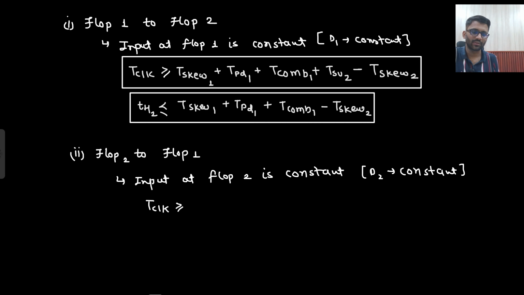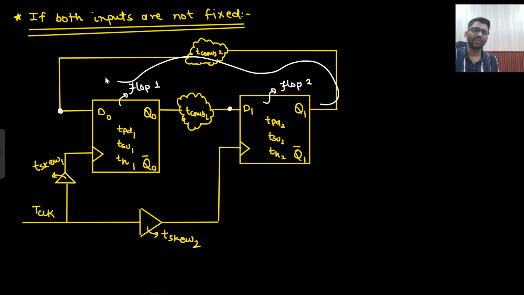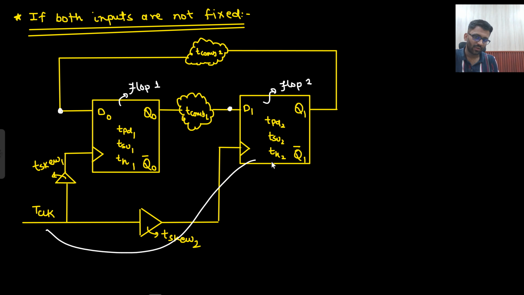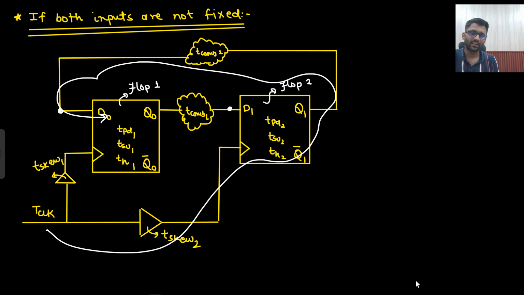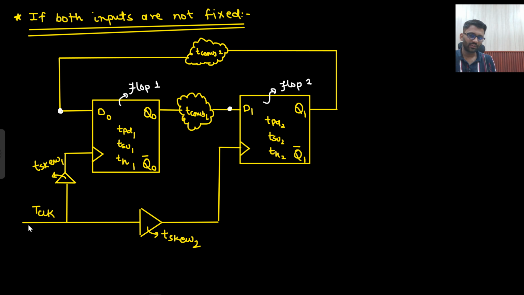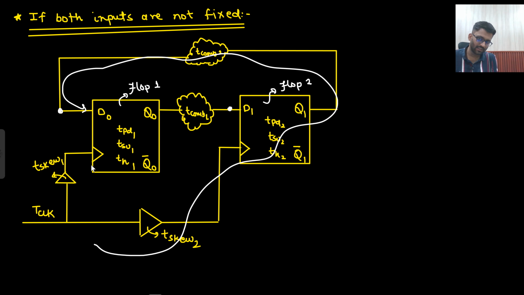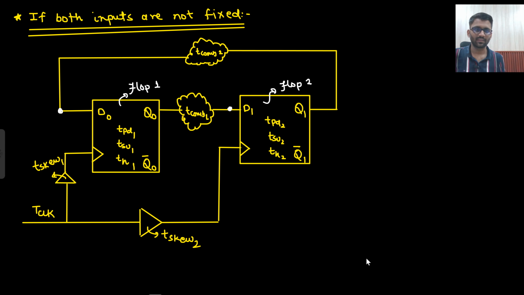T clock should be greater than or equal to. You are going from here to here, right? So basically you will start from the clock, you will walk in this direction. When you are going from 1 to 2, how did you start? Started from the clock, went here, saw the margin and subtracted this. From here, if you start from the clock, go here, reach here, see the margin, subtract the skew of the flop where you are reaching. So first we subtracted skew 2, now we are going to subtract skew 1.